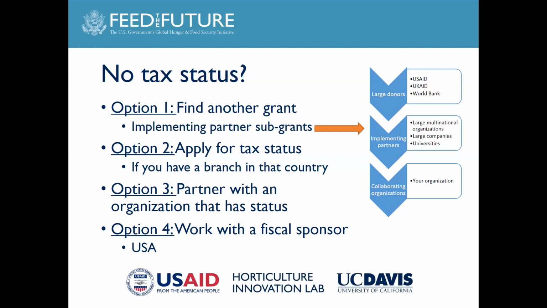If you have a branch or an office in the home country of that organization, then you're eligible to apply for tax status, generally speaking. Option 3 is to find a partner organization in your region that can get that status or already has it. The implication here is you will not be the lead organization on the grant application, which means you will not have to deal with reporting and compliance, which is good, but you also won't have as much control over the activities that happen with the grant money.